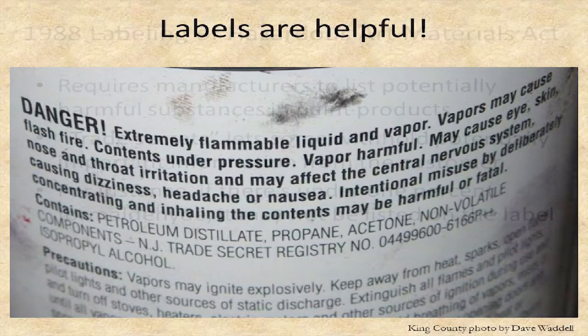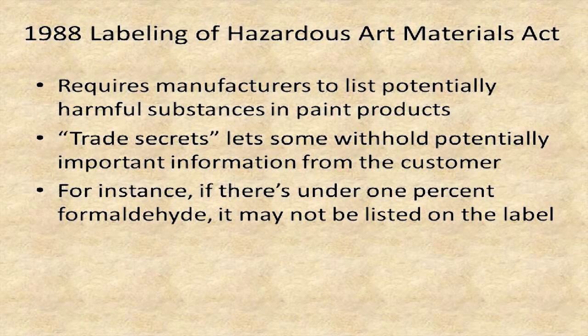warned about here. In 1988, an act was passed by Congress called the Labeling of Hazardous Art Materials Act. And in this, it requires all manufacturers of art materials, only art materials, to list all potentially hazardous substances that are in paint products, and also to put some kind of warning on there letting you know that something toxic is in there. It still allows trade secrets that allows manufacturers to potentially withhold some important information from the consumer. An example of that is if there's less than 1% formaldehyde, it may not be listed on the label. They may just call it a trade secret, even though under 1% formaldehyde can still be harmful.